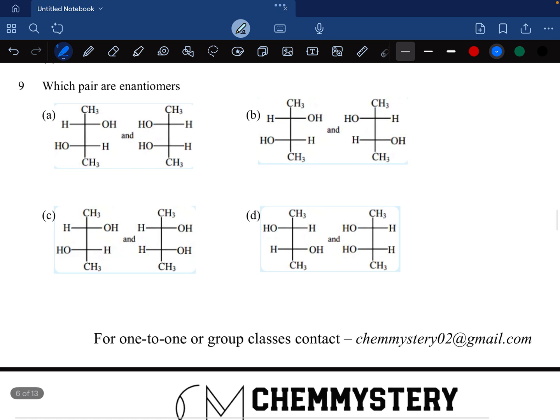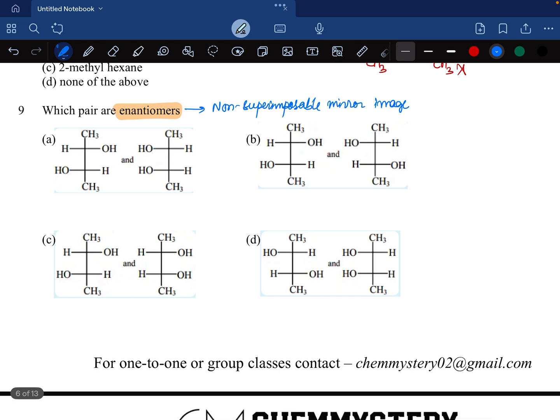Which pairs are enantiomers? What are enantiomers? Enantiomers are non-superimposable mirror images. Okay, mirror images which are non-superimposable in nature, we call them as enantiomers. So let's try to put a mirror and check whether they are mirror images or not. Okay, fine. Now if I see here, OH is present, right? This side also OH is present. So obviously this part okay.